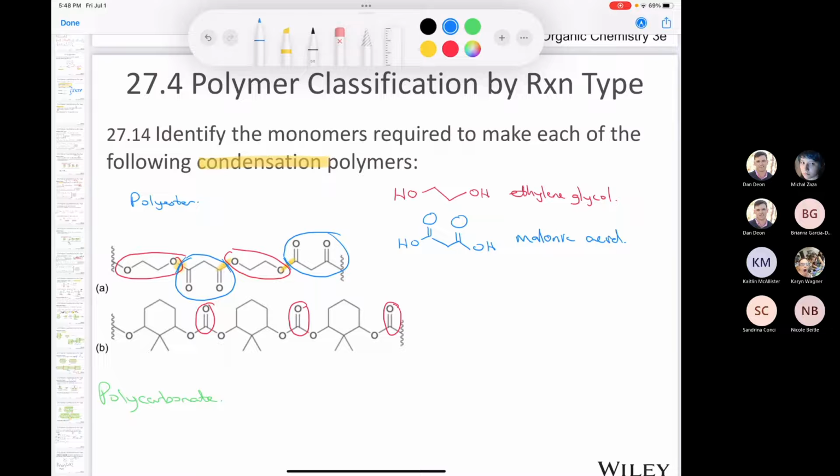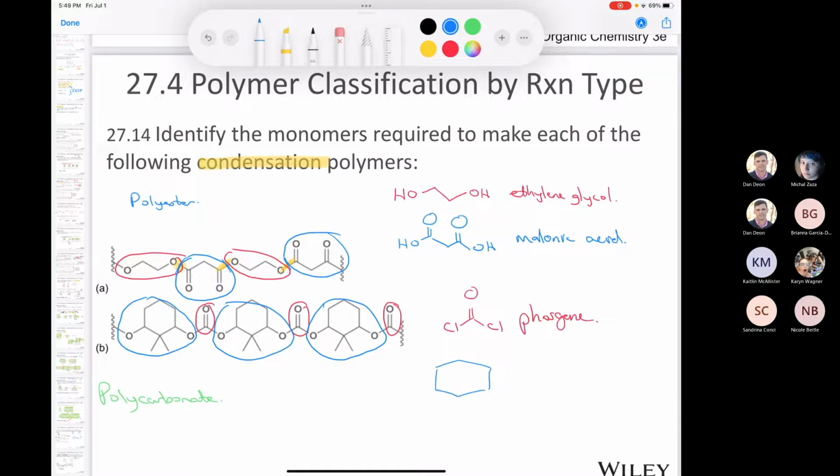And so our diol is going to come from all of this. And so what do we need to put that together? We need this compound, which is phosgene. And then the diol is going to be this diol. So this is our diol plus phosgene, and we make a polycarbonate.